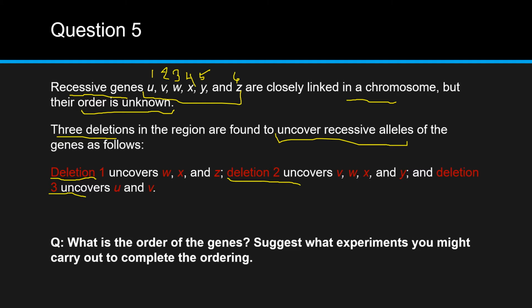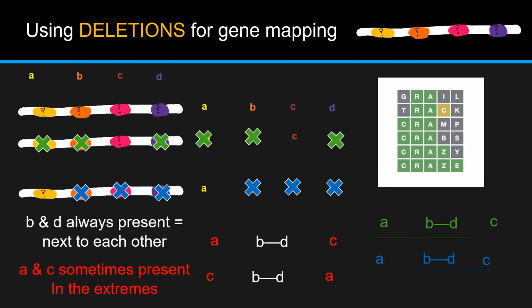So to solve this question, I just want to remind you a little bit of information from before. If you remember this idea of using deletion maps to find the order of the genes, it is similar to these games. And if you remember, I told you that it's very important to know how many genes are shared and how many genes are not shared, so you can start finding out which ones are in the extremes, and there are different ways to represent them.